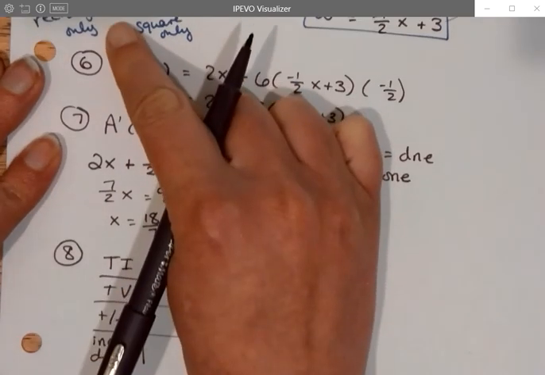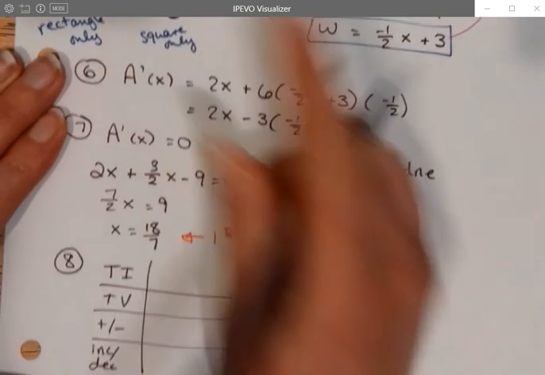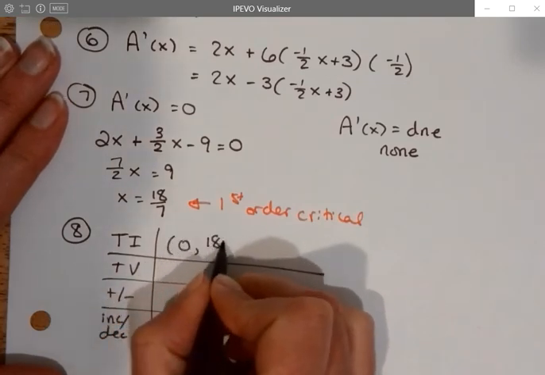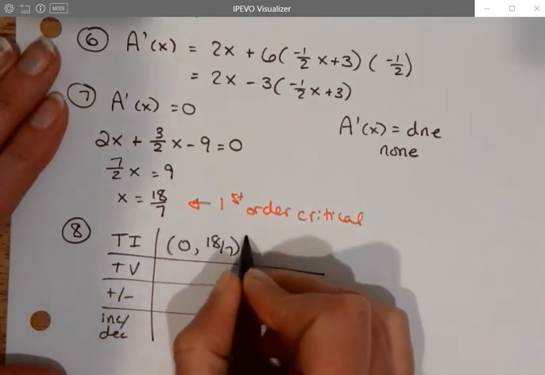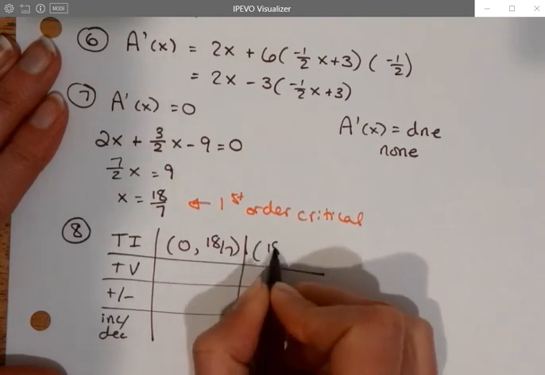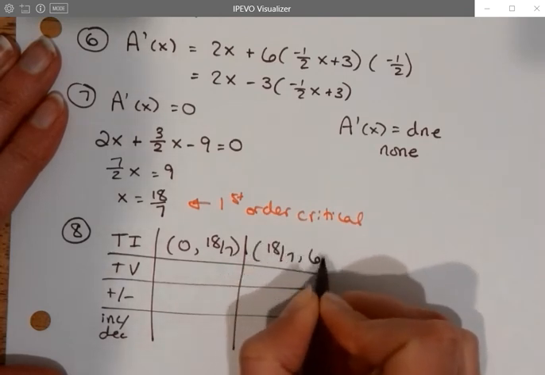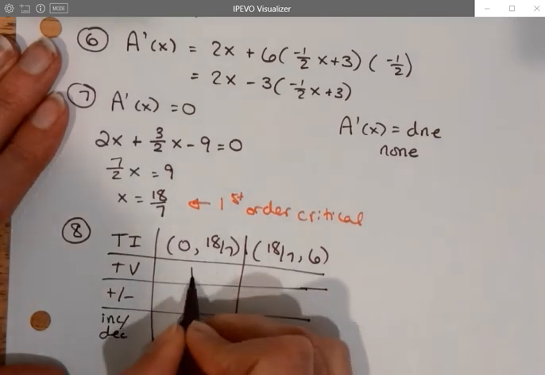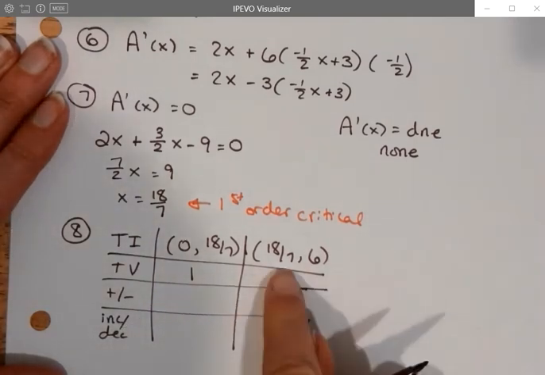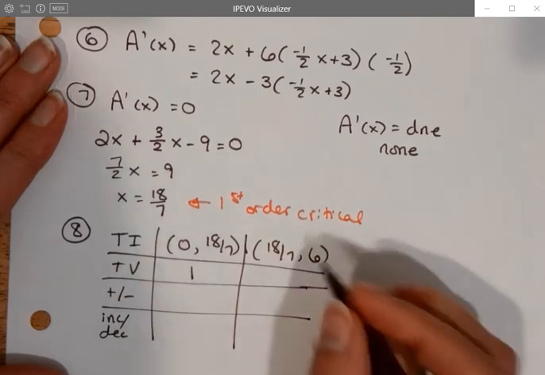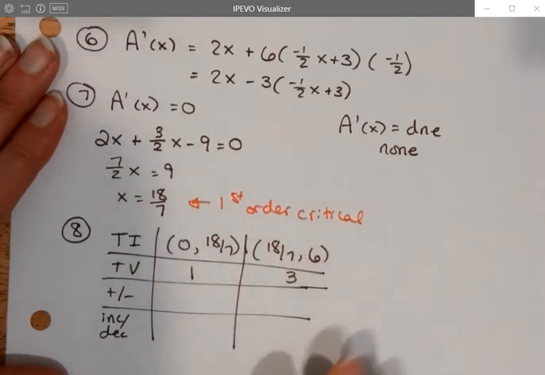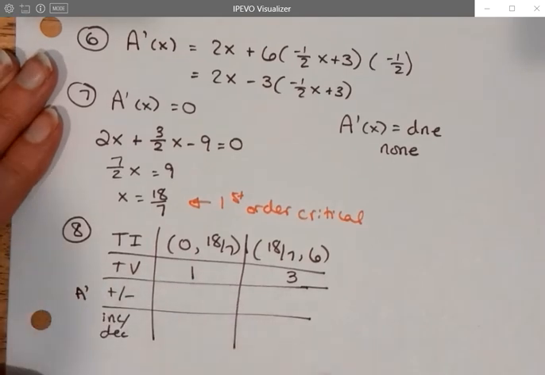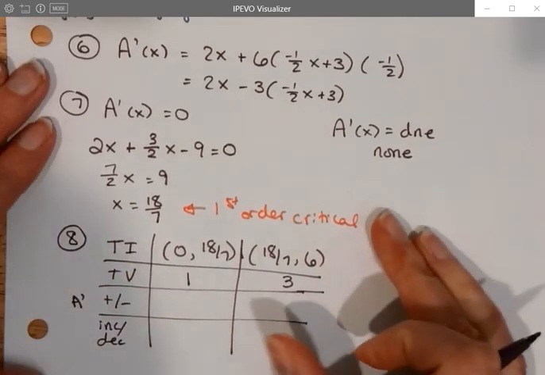So the restricted domain was 0 to 6, so we're going to separate this into 0 to 18/7, and then 18/7 to 6. So something in the first interval would be 1, something in the second interval would be 3, and then I can plug those into the first derivative.